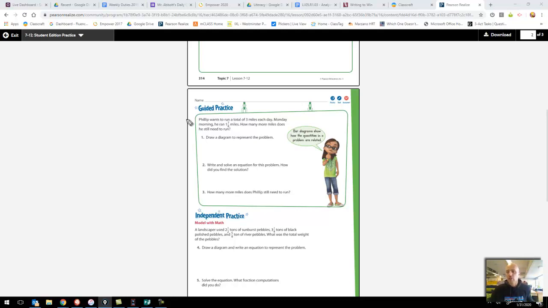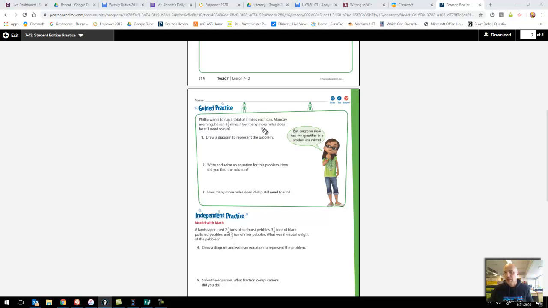Okay, so our first problem here, and this is probably the only one we're going to do, is about Philip. Let's read it, and we'll highlight some stuff, and then we'll go. So Philip wants to run a total of 3 miles each day. Monday morning, he ran 1 7/8 miles. Good job, Philip. How many more miles does he still need to run?